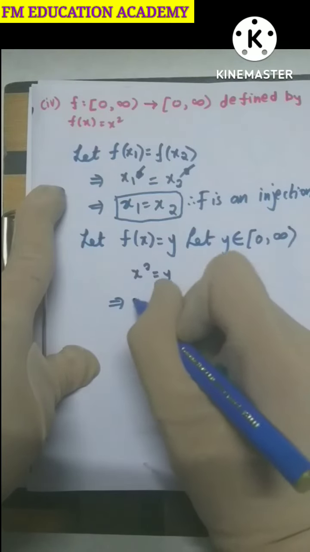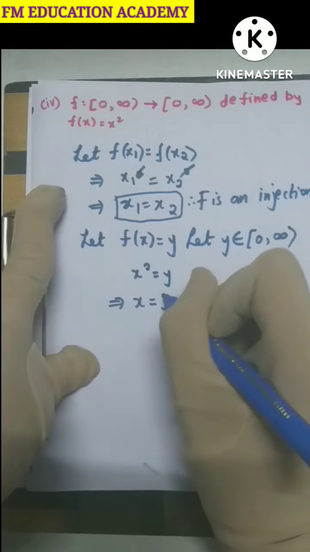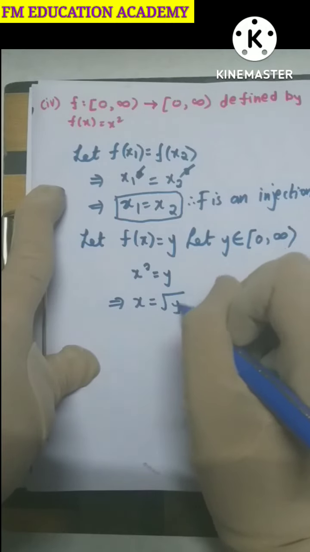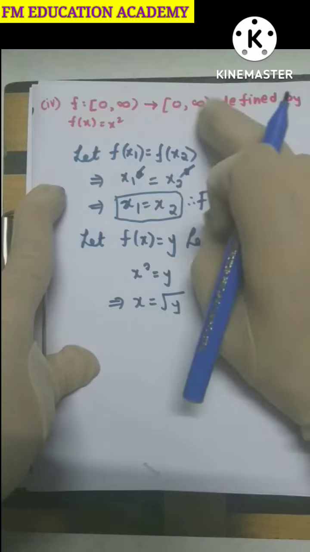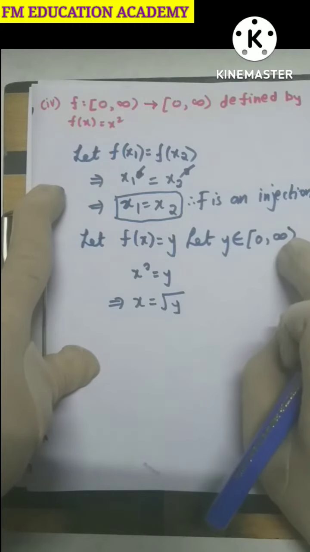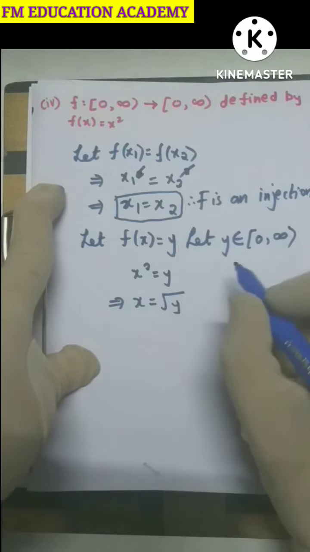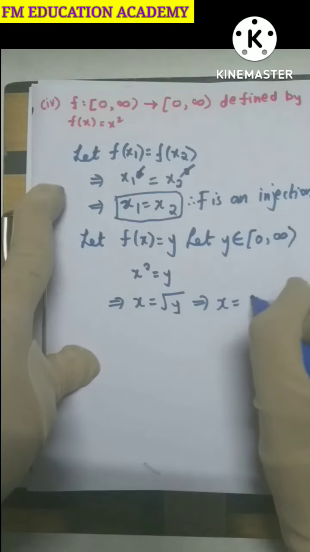Now the x value we want, right? So x is equal to, if the square goes to that side, it becomes square root of y. Now we know that here y are all positive values because y belongs to 0 comma infinity. So we'll get positive values only. That is, we got x as a function of y.